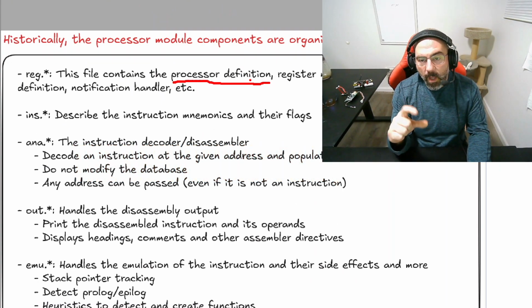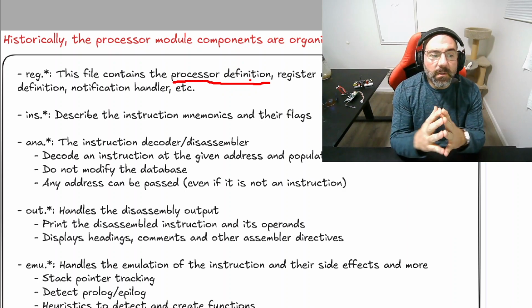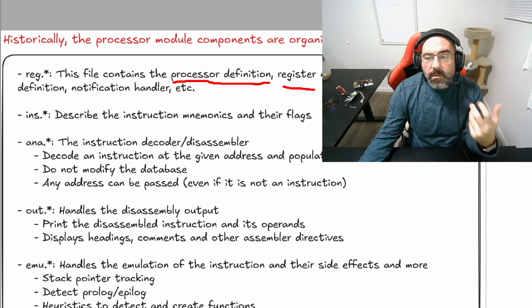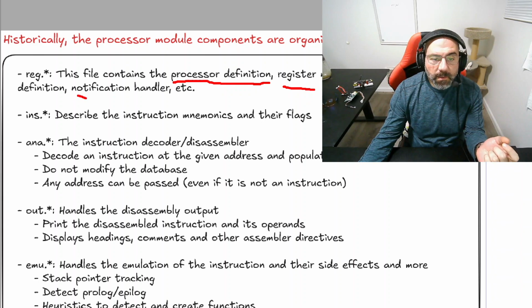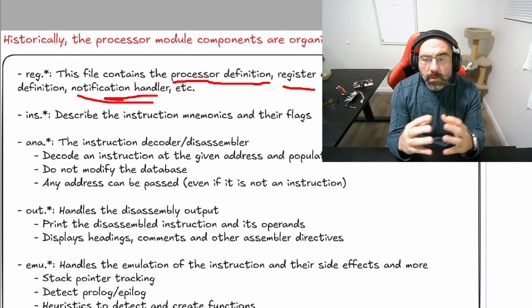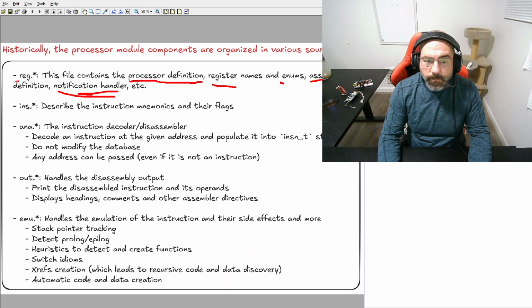That's where we have the LPH, the processor_t table. We put it in the reg.cpp file. It will have the register names, their enums, potentially the assembler definition inside it, and the notification table, the handler, so the notify logic, for example. Of course, you can have your processor module not use anything at all. So you can have it in a single source file if you wish.